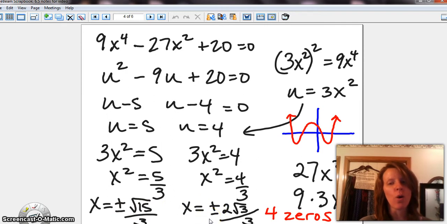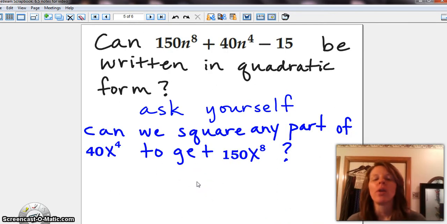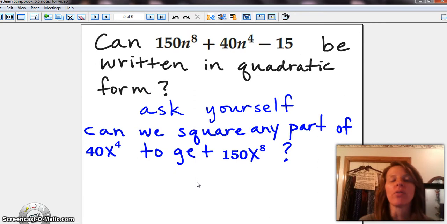That means I have 4 solutions. I have 1, 2 here, 1, 2 here, 4 zeros. I have 4 possibilities of having 4 zeros. So that's a check. And then we're going to go on and we're going to do, can I write this in quadratic form? So we're going to be using that substitution kind of method in writing this in quadratic form.